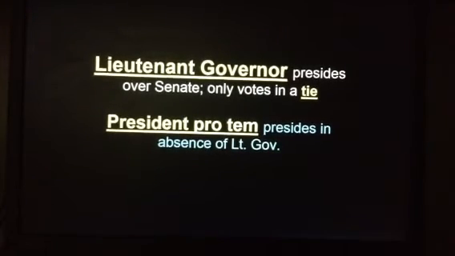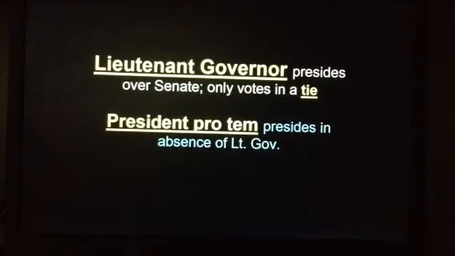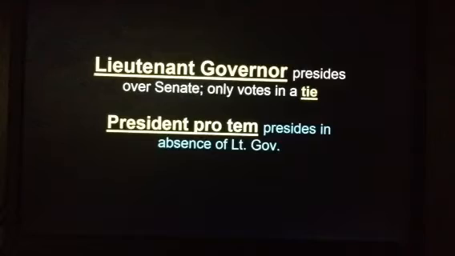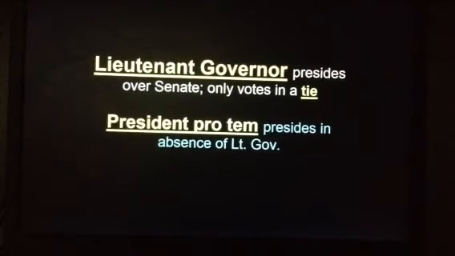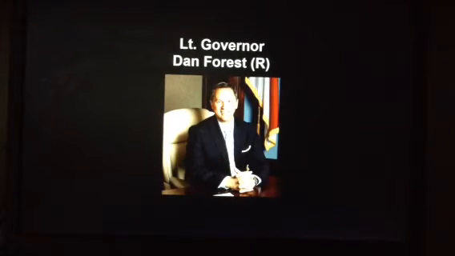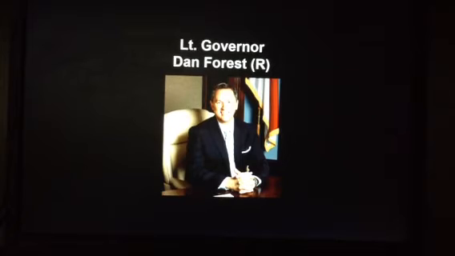This is modeled just after our U.S. Senate, where the Vice President technically presides over the U.S. Senate, and the President Pro Tem presides in the Vice President's absence. So that's very similar to our U.S. Senate. Dan Forest is the current Lieutenant Governor, Republican.